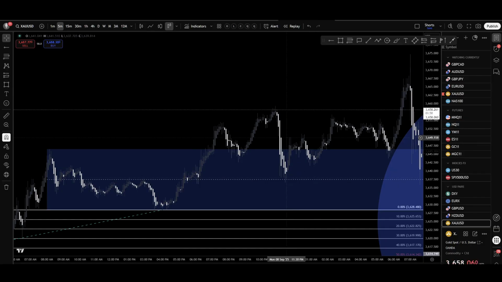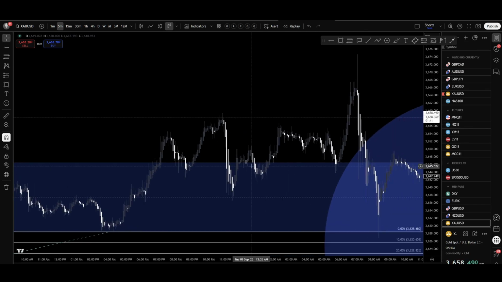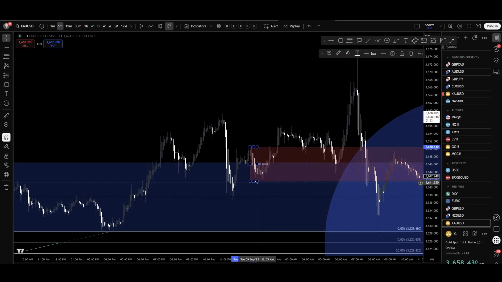If I wanted to play this range, I would have known to take a sell right here at 50%. Then since that got taken out and this became an area that buyers had in control, I was playing this range, and I would have known to take a buy right here at this 50%. And I'm on a 5-minute chart.